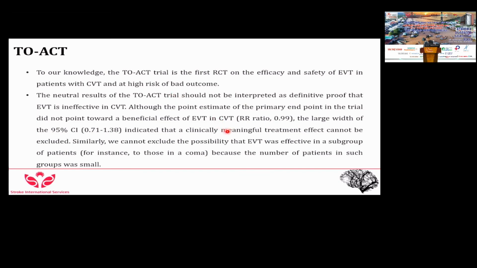The neutral results of the TO-ACT trial should not be interpreted as definitive proof that EVT is ineffective in CVT, because the lower reach of the 95% CI indicated that a treatment effect of EVT cannot be excluded. We can think about patients in coma status. This kind of patient can take benefit from EVT treatment.